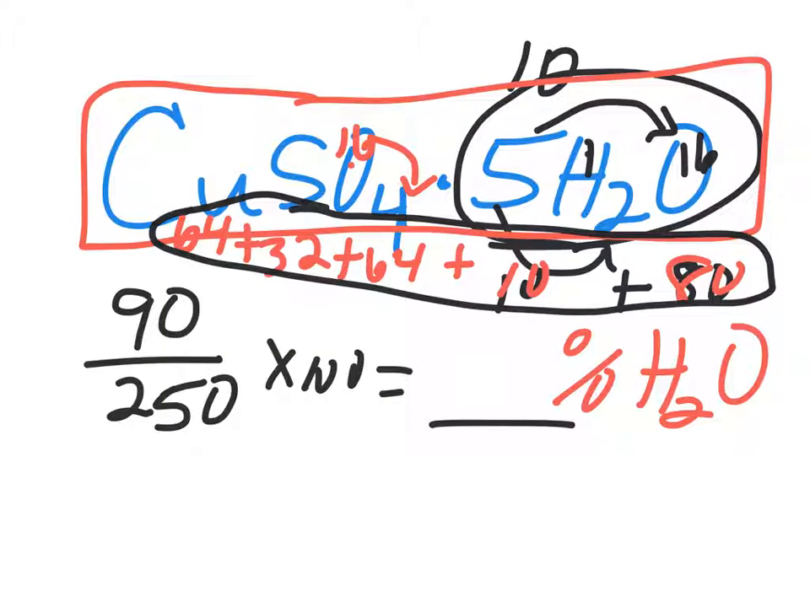36. So now it's the whole compound. How much? 36. And that's it? No decimal point? Okay. So that's my percent of water in this compound. And that's it. Okay, so it's just like yesterday.